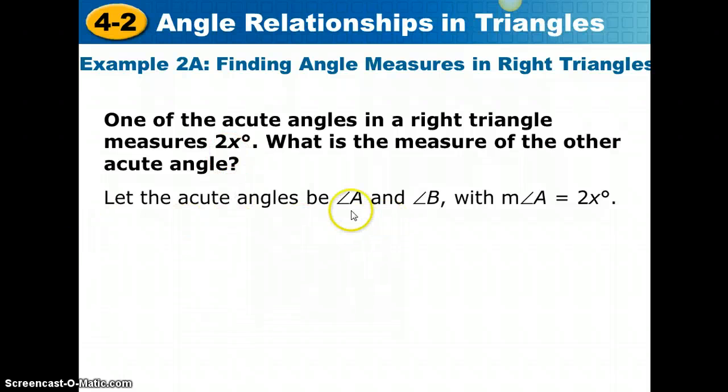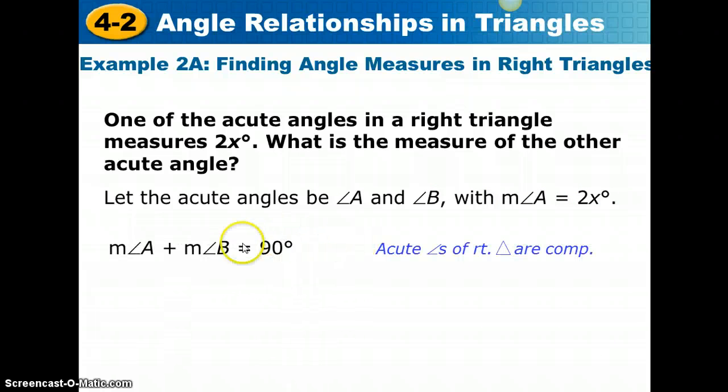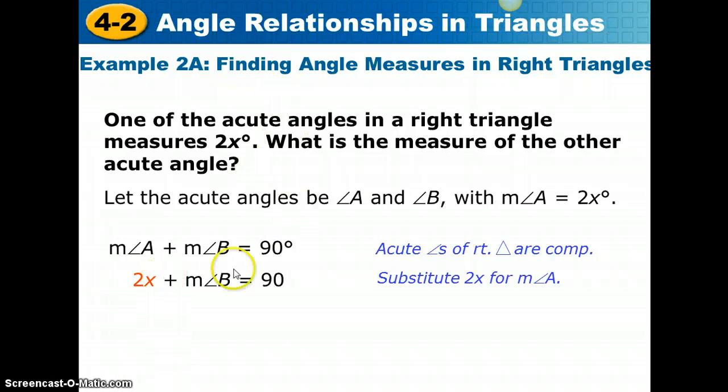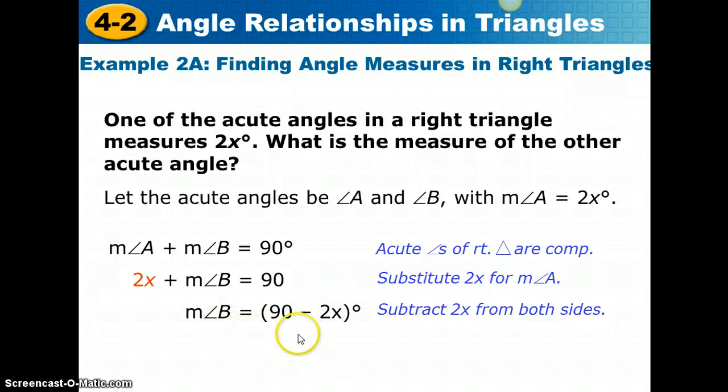So we're going to let the acute angles of our triangle be angle A and angle B, and we're just going to say that one of them is 2x degrees. So to find the measure of angle B, I add that to the measure of angle A and set that equal to 90 degrees and fill in what we know. 2x is what we know. The other angle is our unknown. So we're going to take away 2x from 90. So the measure of angle B is 90 minus 2x degrees. We don't know what x is, and so we must assume that that is all we can write, and that's how you'd write your answer.